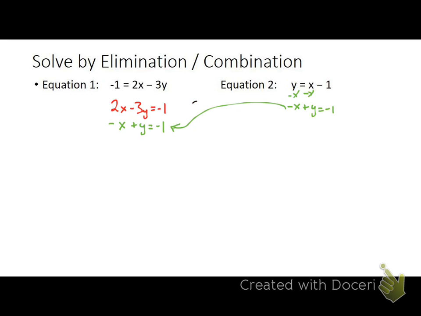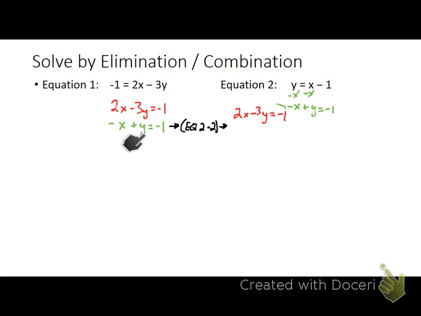So what I'm going to do is I'm going to free up a little bit of space here to the side, and I'm going to multiply equation 2 times 2. Okay, and you got to be careful here, and I'll copy over my top equation. My top equation is 2x minus 3y equals negative 1. But my second equation, you got to make sure you multiply everything by 2 here.